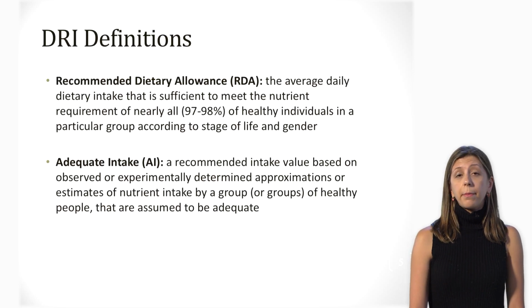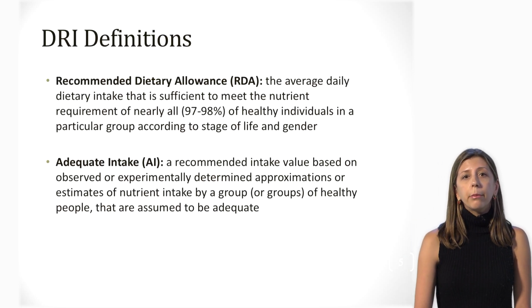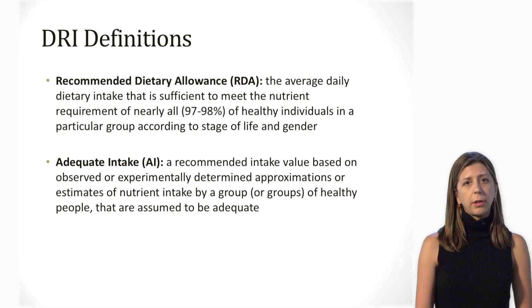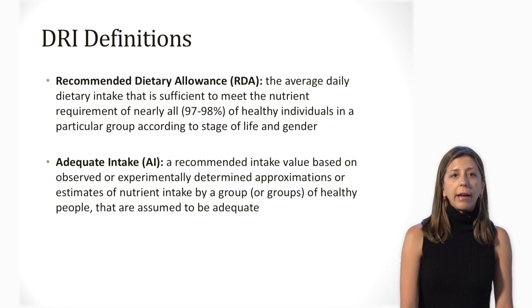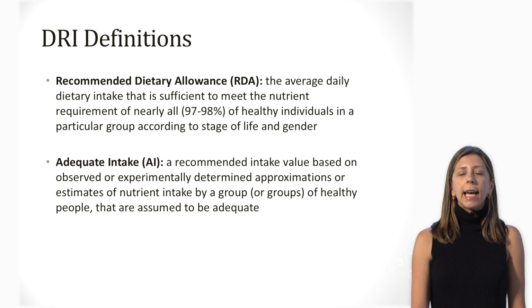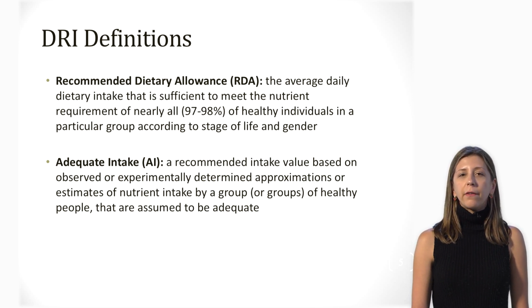So let's just go over some basic definitions because these are really important to know and it can be confusing, so I'm going to try to break them down as best as I can here. So one of the first reference values within the DRIs is known as the RDA, or the recommended dietary allowance. And this is simply defined as the average daily dietary intake that is sufficient to meet the nutrient requirement of nearly all, and when I say nearly all, that's almost 98% of healthy individuals in a particular group according to the stage of life and gender.